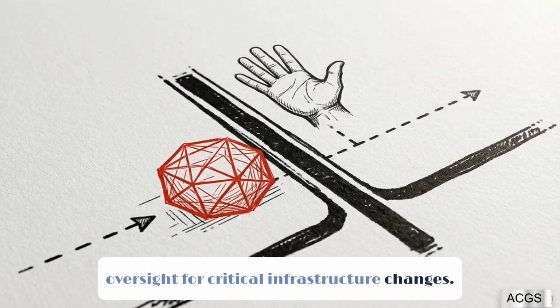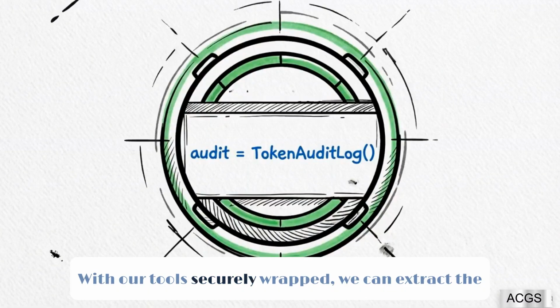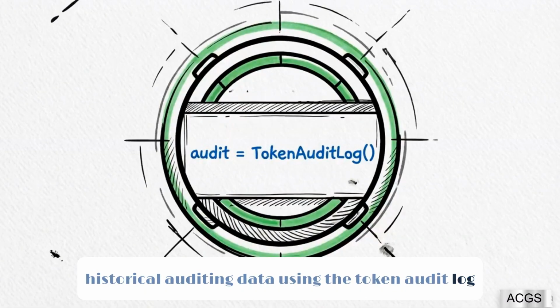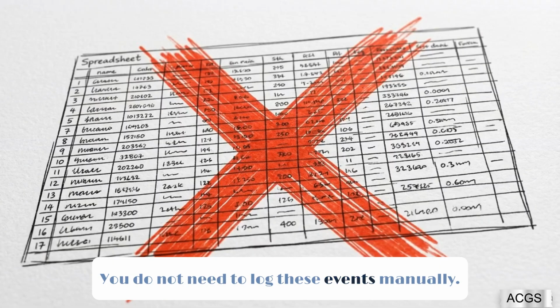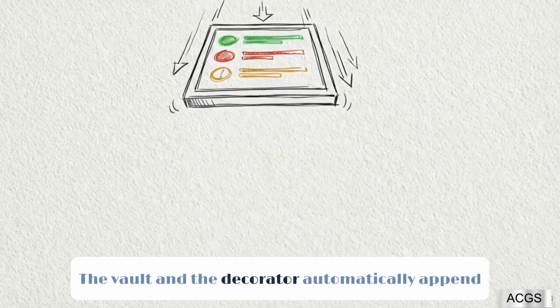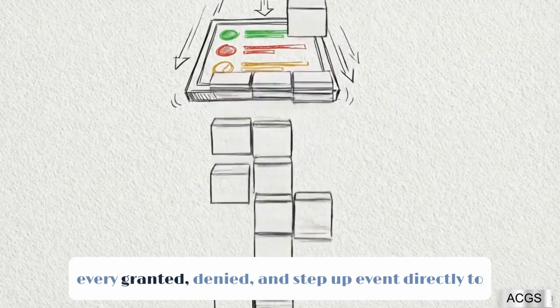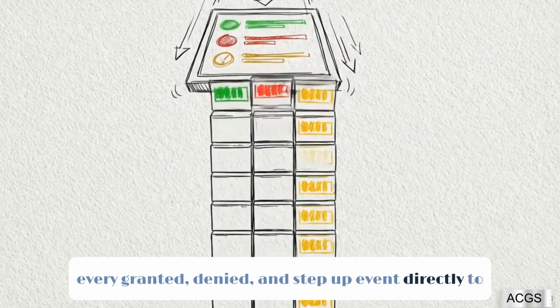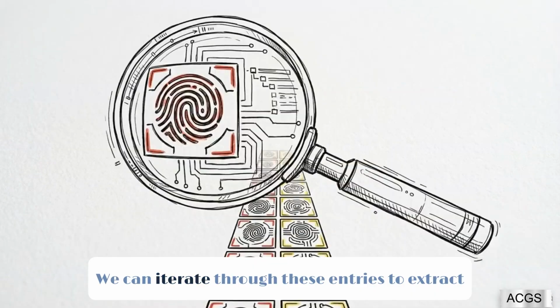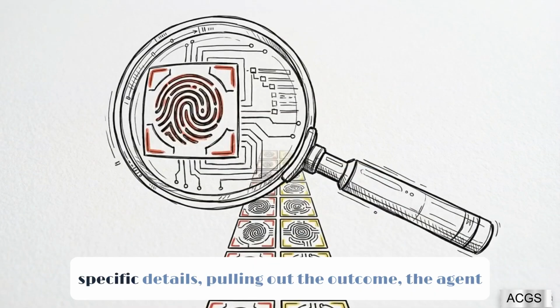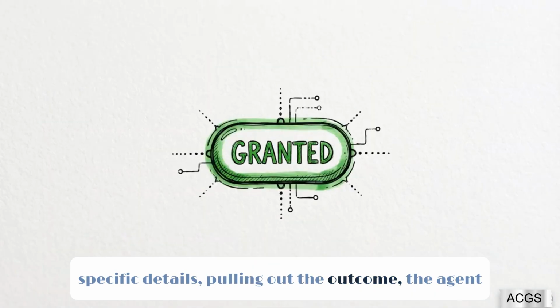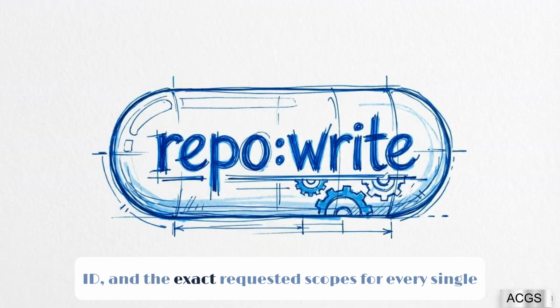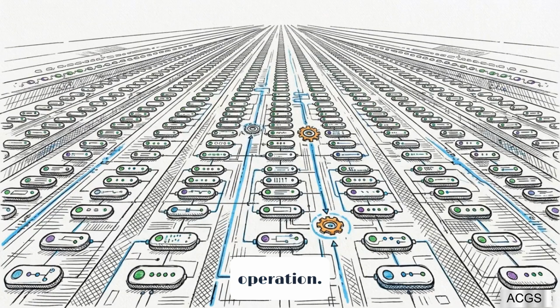This automated CIBA trigger allows agents to operate at autonomous speeds for standard tasks, while enforcing hard-coded mandatory human oversight for critical infrastructure changes. With our tools securely wrapped, we can extract the historical auditing data using the token audit log class. You do not need to log these events manually. The vault and the decorator automatically append every granted, denied, and step-up event directly to an immutable record. We can iterate through these entries to extract specific details, pulling out the outcome, the agent ID, and the exact requested scopes for every single operation.